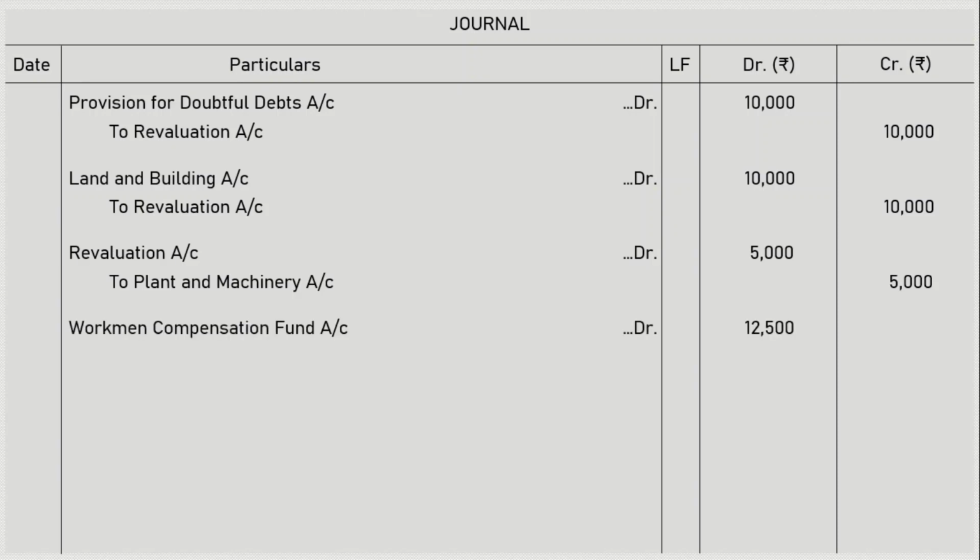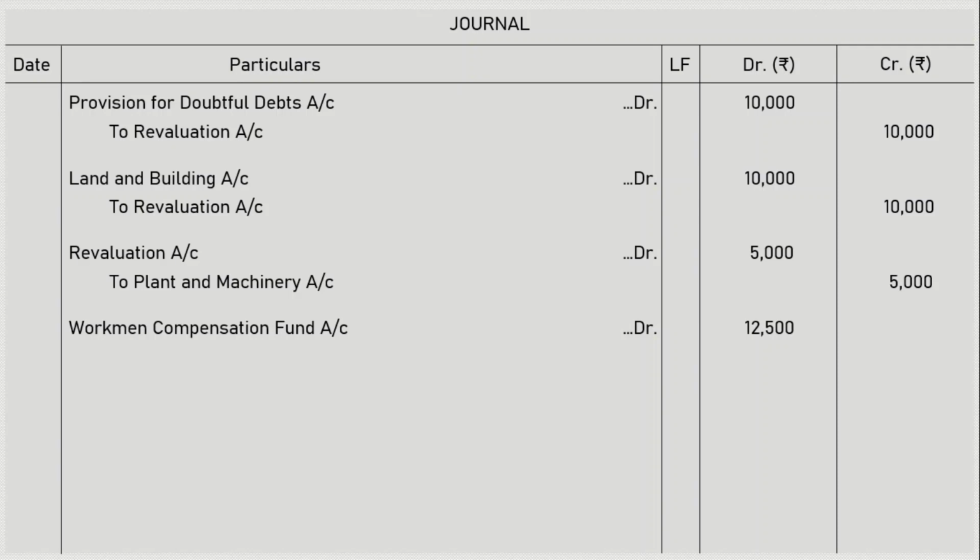As while studying the concept, we studied that all these reserves, accumulated profits and losses are distributed among all partners in their old profit sharing ratio before any new partner joins the business. Once again, all reserves, accumulated profits, and losses are distributed among all partners in their old profit sharing ratio before the joining of a new partner. So we will cancel this amount. So we are debiting this.